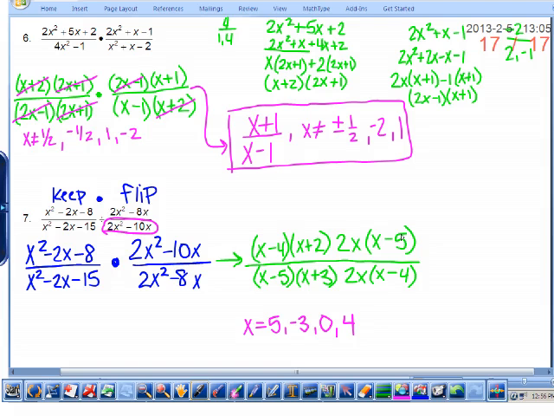I'm sorry, Blake? Where do you get the 0? The 0 comes from this 2x. 2x is a factor. If you set 2x not equal to 0, x cannot equal 0.